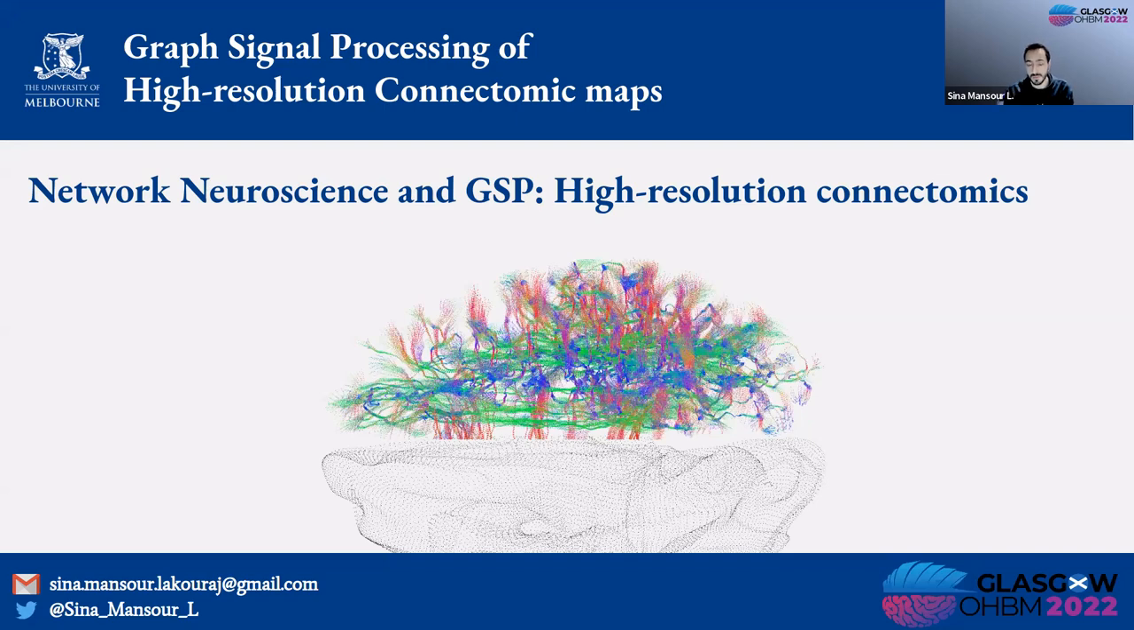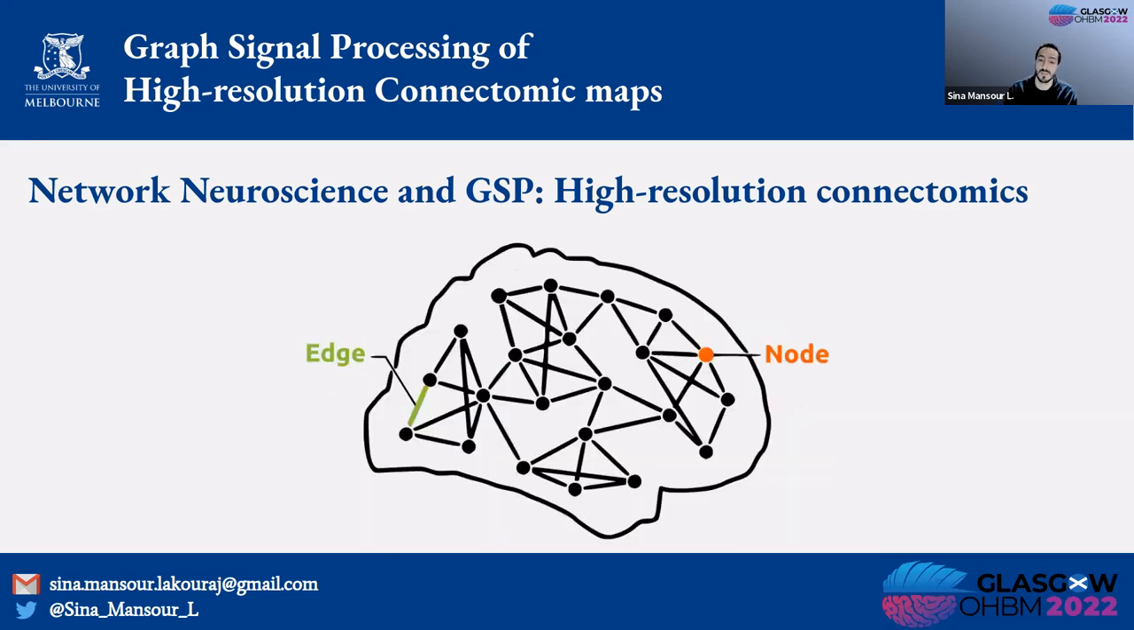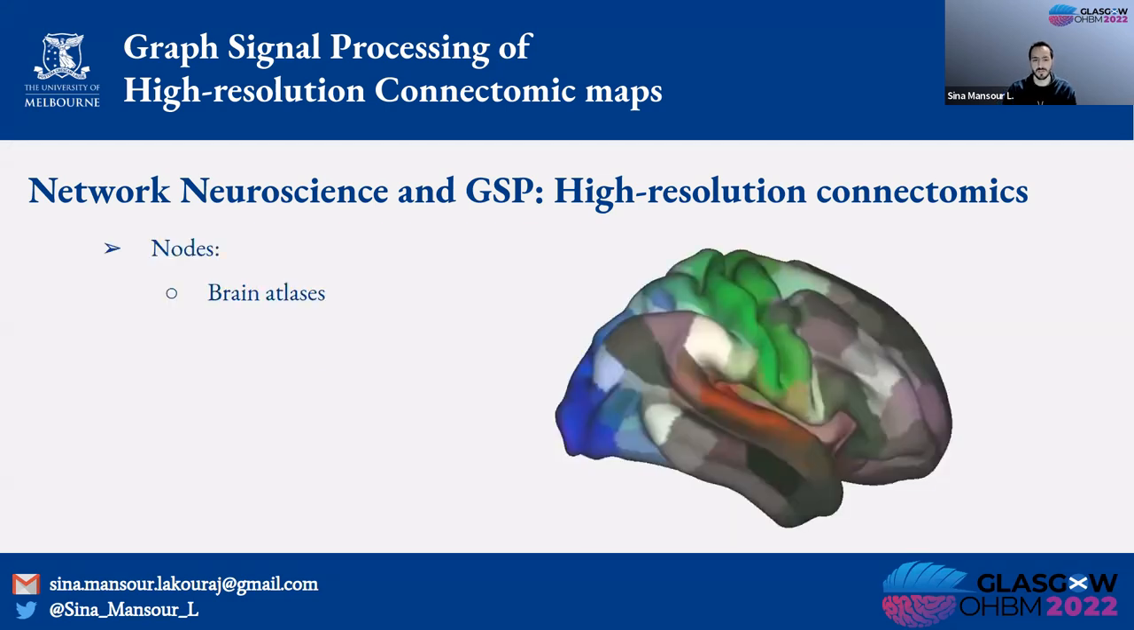Now, I would like to discuss the potential applications of graph signal processing on high resolution connectomes. To give you an introduction of what these high resolution connectomes are, I should say that high resolution connectomes mainly differ from the traditional connectomes based on their definition of the nodes of the brain network. So traditionally, when we want to construct a brain network, we use a brain atlas, and the delineation of different regions of the brain atlas is what we use to then construct the nodes of our network.